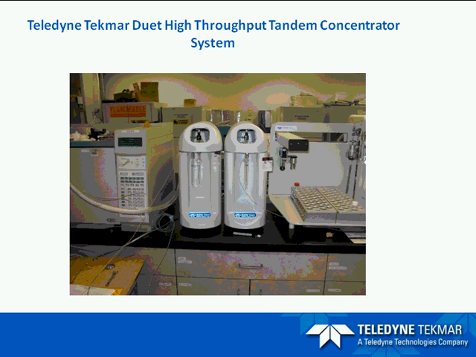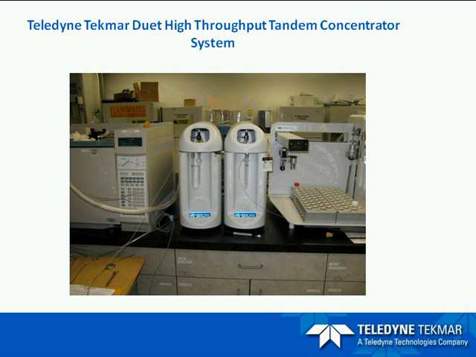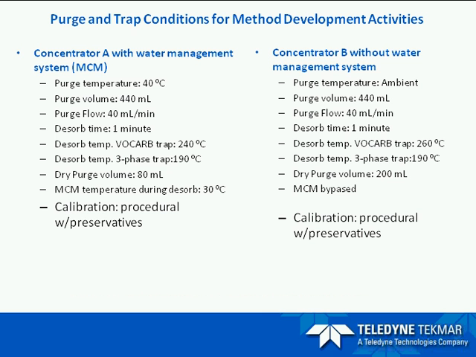Now with the proposed changes for method 524.3, the use of these tandem concentrators will allow 2 of our concentrators to be connected to that single GCMS system through use, as I mentioned before, of the Duet high throughput tandem concentrator system. Now here I've included a picture of when I was doing a Duet study. You'll see that I have 2 Stratum PTCs that were connected to 2 Solatek 72 water and soil autosamplers, and they're interfaced over to an Agilent GCMS system.